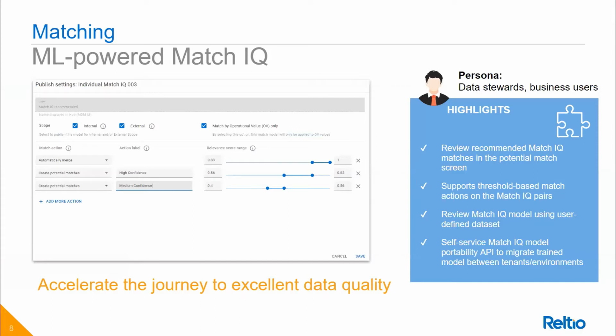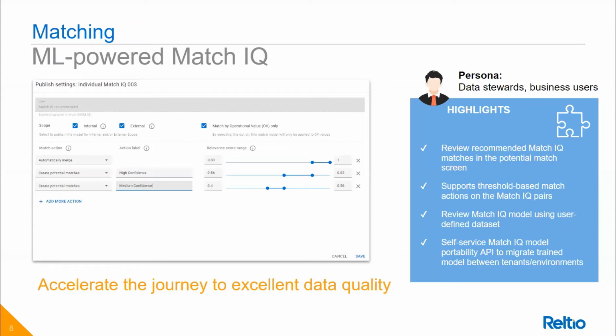Next, we are going to talk about matching. The first part is the ML-powered Match IQ. I want to take just a minute to summarize the Match IQ feature, which we released in 2021.1 for general availability. This feature is completely rule-less and works on a machine learning trained model for performing the matching. To further enhance this capability, we have added a lot of exciting features. I'm going to walk you through those today.